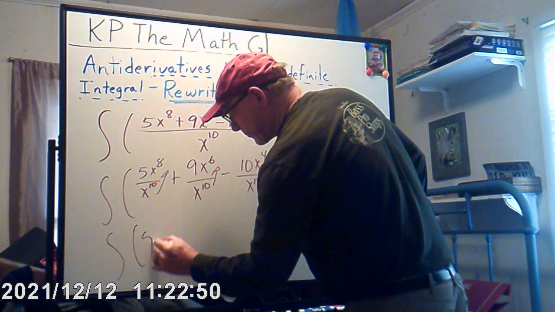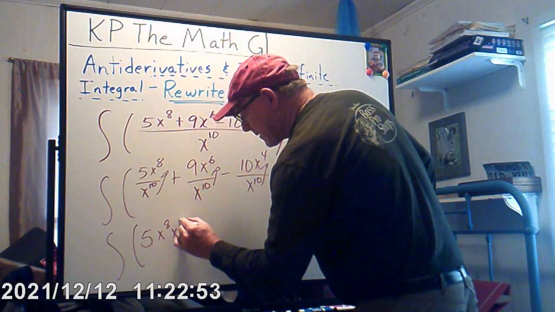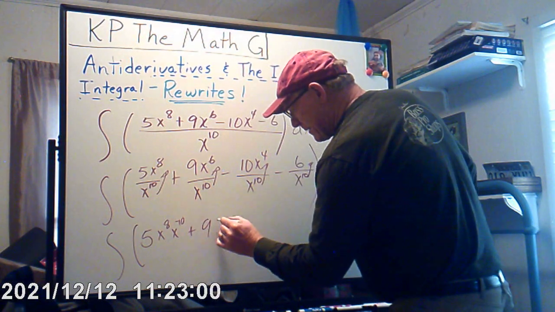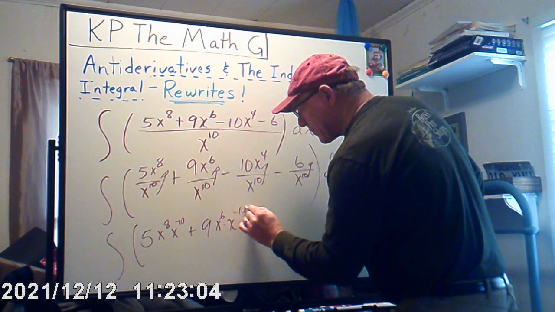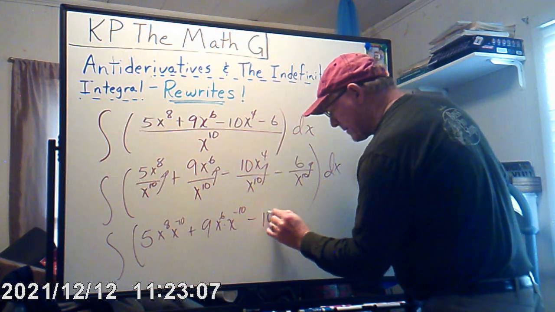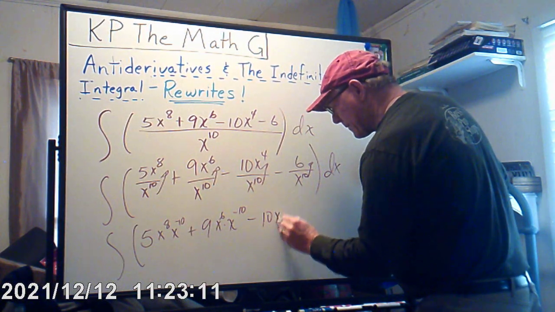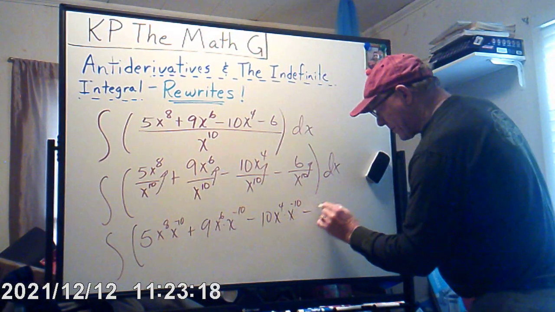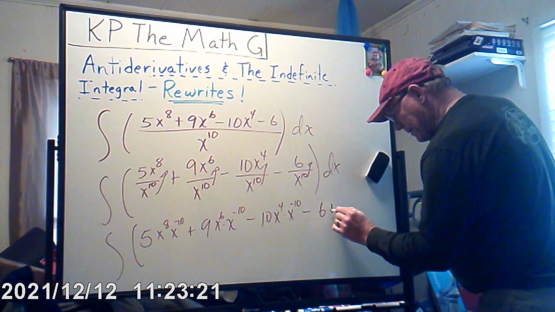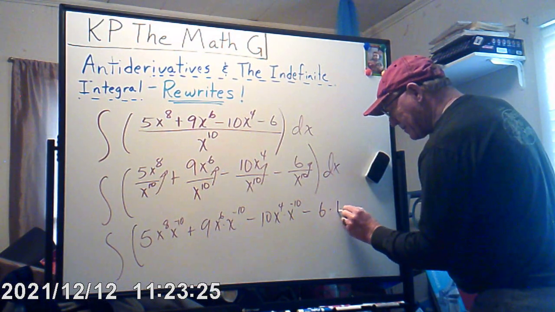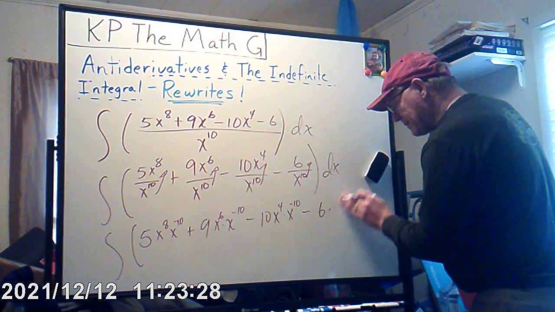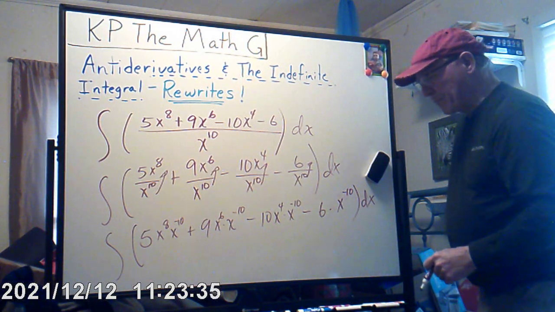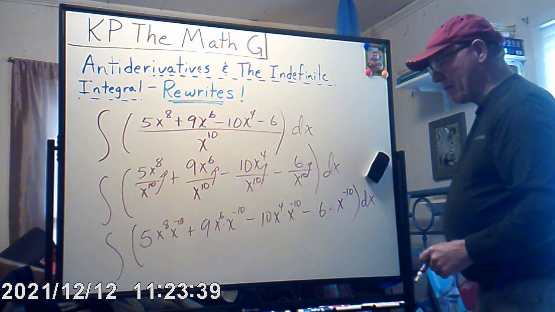I'm going to have 5 x to the 8, x to the negative 10th power, plus 9 x to the 6th times x to the negative 10th power, minus 10 x to the 4th times x to the negative 10th power, and then minus 6, just raise this 10 up here, times x to the negative 10th power. Now dx.